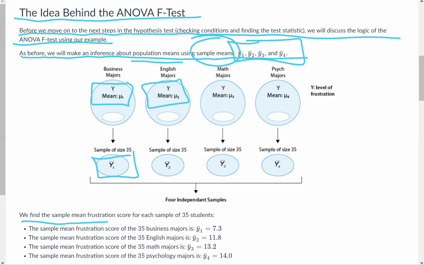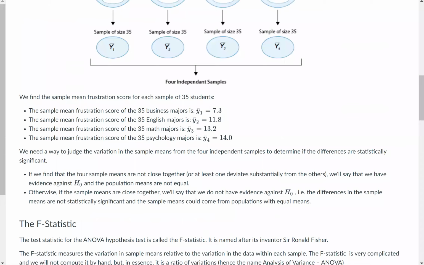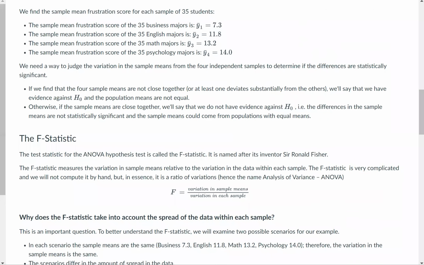So we'll find the sample mean frustration score for each of the 35 students in each of the majors. Let's look down here. Remember, they said that 35 students from each of those 4 majors, business, English, math, and psychology, were asked their frustration score, where 1 was low frustration and 20 was the highest. For business majors, the average was 7.3 between 1 and 20. So not too bad. For English majors, it was a little higher, 11.8. So more frustration on English majors' parts than business majors' parts. Math majors were more frustrated than both so far, 13.2, a little closer to 20 than 1. But psychology majors seem to have more frustration than anybody else.